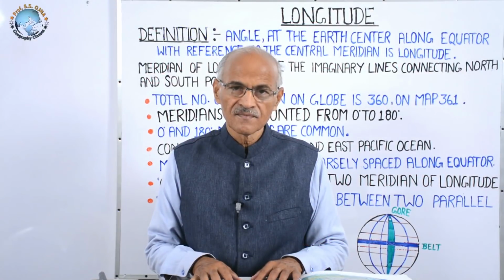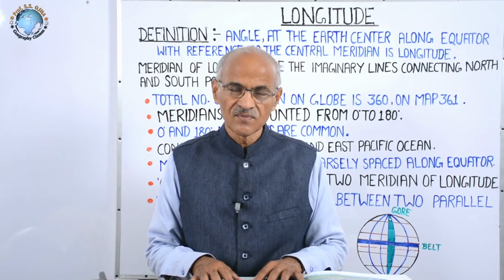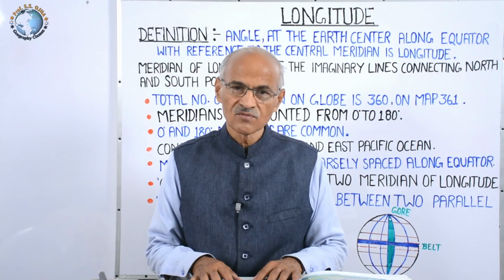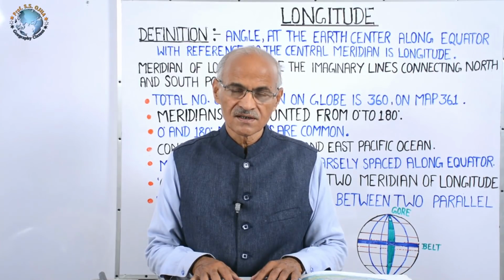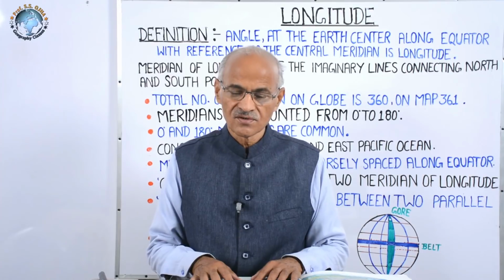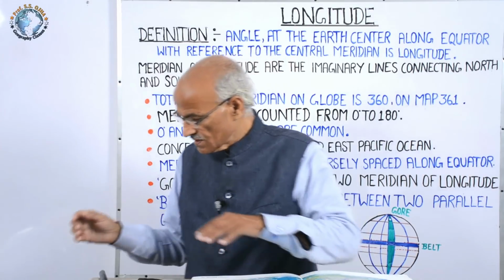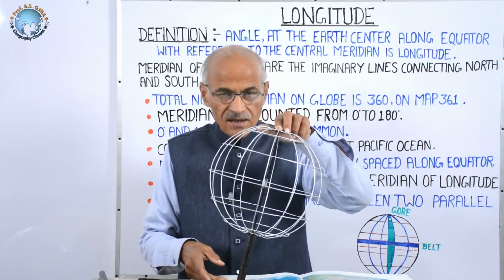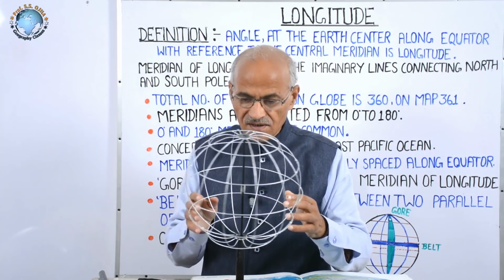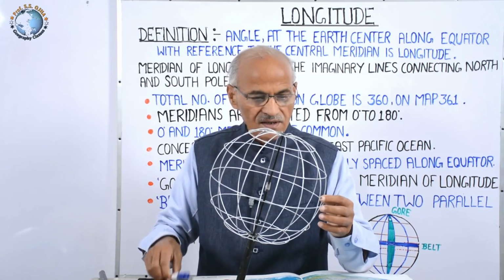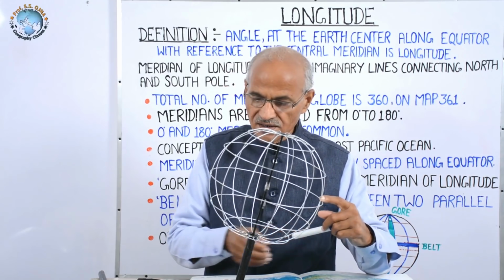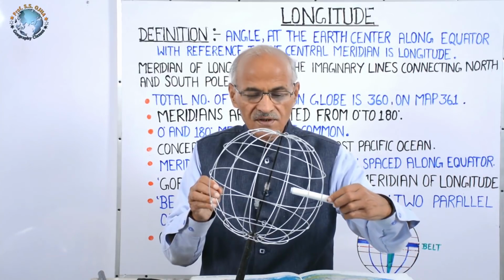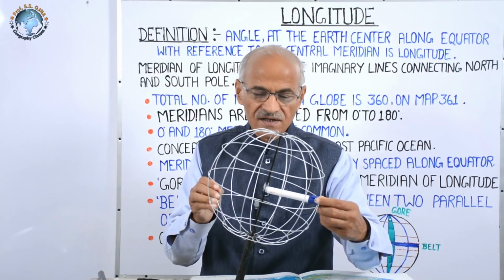After studying latitude, its nature, characteristics, importance and use, now let us come to know what longitude and meridians of longitude are, what their characteristics are and what their use is. To know longitude, let us see that latitude is an angular distance on the surface of the earth, while longitude is an angle at the center of the earth with reference to the central meridian.